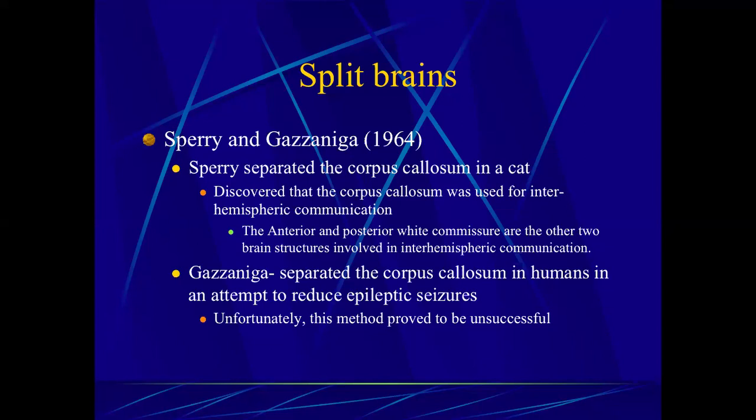Now, I did say that we have the anterior and posterior white commissures as other ways to communicate across the brain. So really, there are three fiber tracts responsible for sending impulses between the hemispheres.